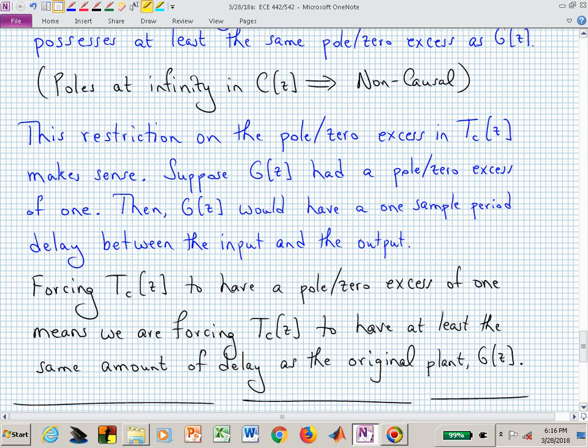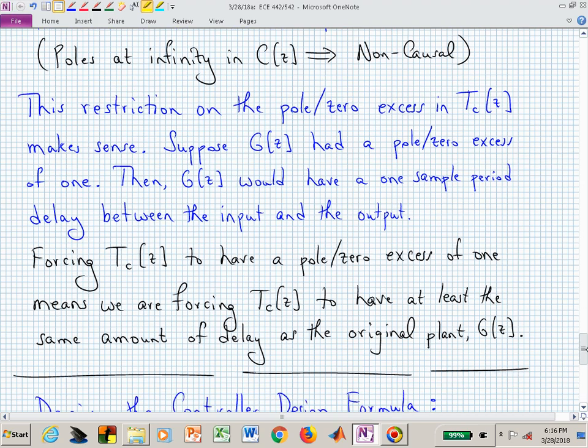forcing your desired closed loop transfer function to have a pole zero excess of 1. It means we're forcing that desired closed loop transfer function to have at least the same amount of delay as the original plant. So if the plant has a delay of 1, you can't have a desired closed loop transfer function that doesn't have a delay, where you give it an input and it immediately comes at the output. That's what we mean by this: maintaining at least the pole zero excess in the desired as in the original plant. That's restriction 1.